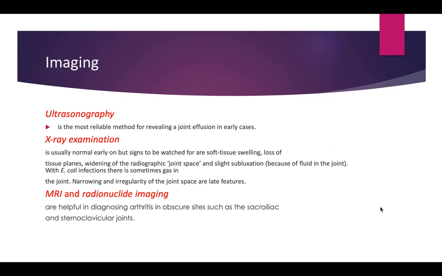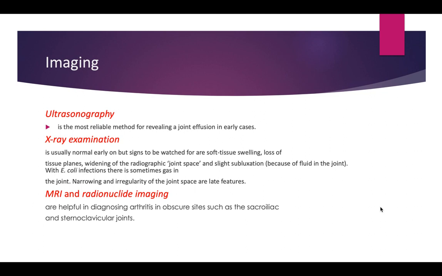X-ray examination is usually normal, like osteomyelitis, it is usually normal early on, but signs start to show: soft tissue swelling, loss of tissue planes, widening of the radiographic joint space, signs of subluxation due to presence of fluid in the joint. However, all of these are not diagnostic or characteristic. Non-specific signs, you can say.